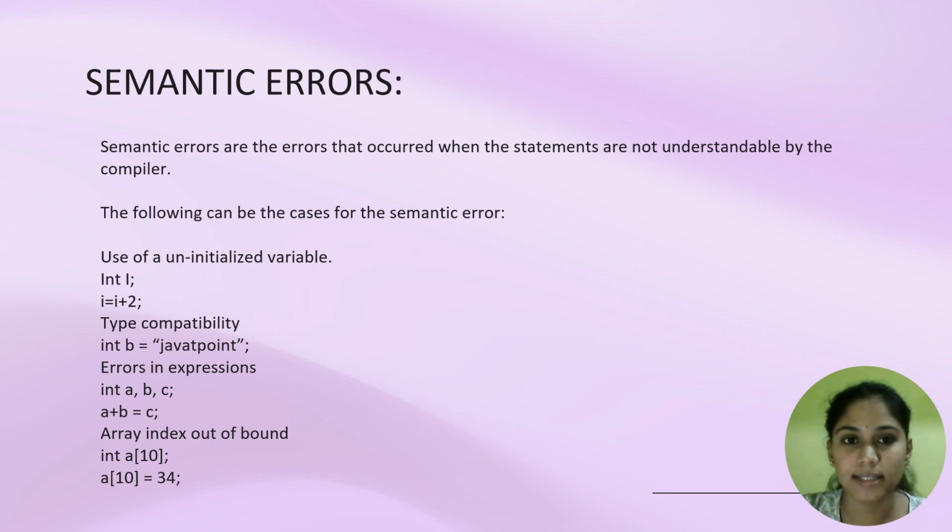Semantic errors. Semantic errors are the errors that occur when the statements are not understandable by the compiler. The following can be the cases of semantic errors. Use of an uninitialized variable: int i = i plus 2. Here the value of i is not initialized. Type compatibility: int b = Java tPoint.